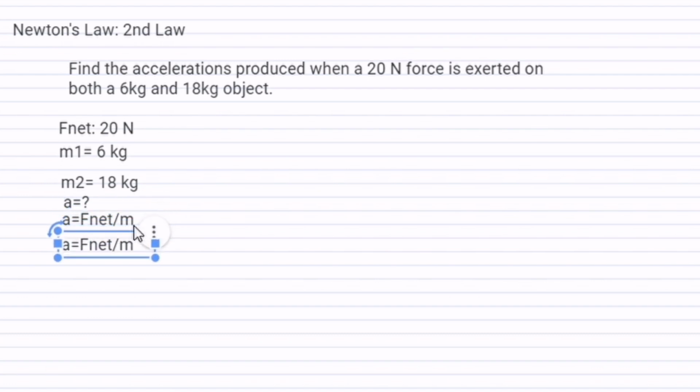In the first mass, let's start with the 6 kilogram. The F net is 20 N, and the first mass is 6 kilograms. So it will be equal to 3.33 meters per second squared.